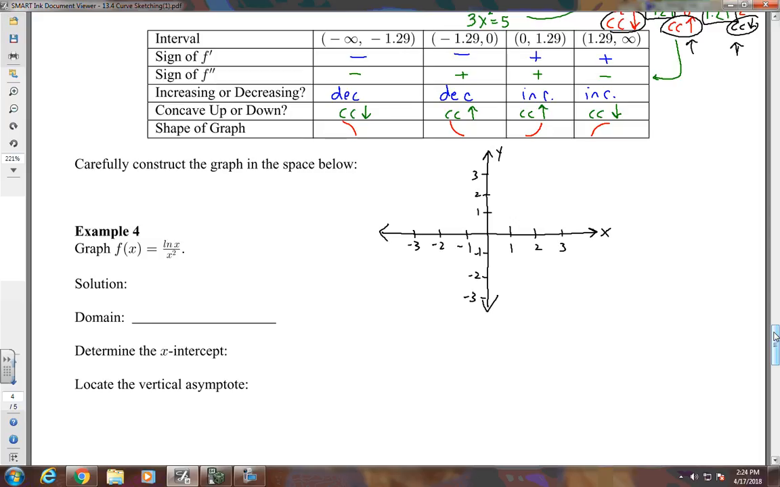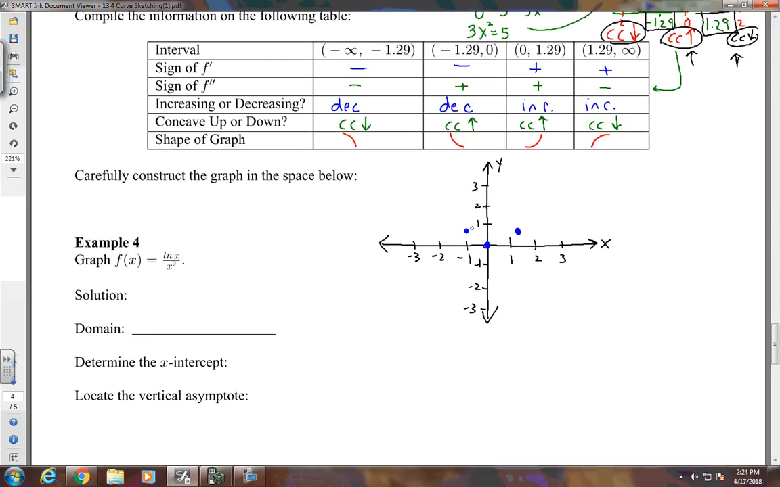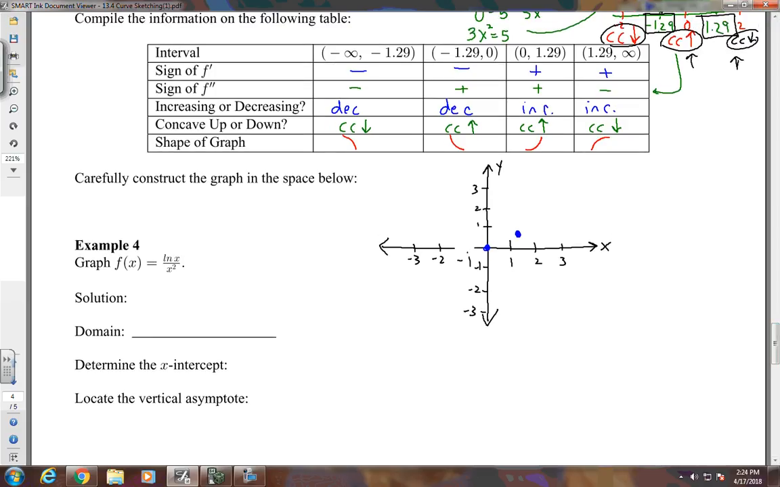Remember, we discovered that the x and y intercept was at 0, 0. At approximately 1.29, 0.6, that's where our inflection point occurs. And this occurs over here on the other side of the graph, negative 1.29 and about 0.6. So a little beyond negative 1, a little further than halfway. That's an inflection point. This is an inflection point.